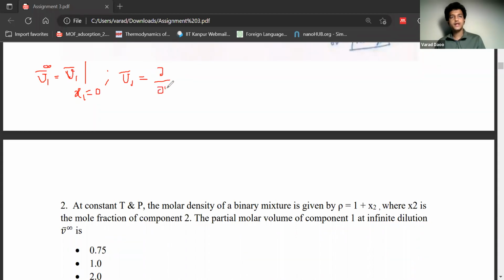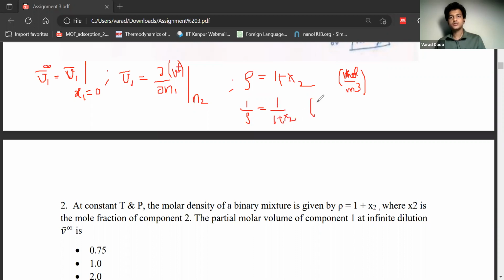dou by dou n1. So here it's a binary mixture, right? So this will be Vt, total molar volume at constant n2, right? And what we are given is rho. Rho is 1 plus x2. And its unit is kilomole or mole per meter cube, that is, a molar unit divided by volume. So if you just take 1 by rho, what will you get? 1 by rho is 1 by 1 plus x2, right? And its unit is going to be meter cube per mole, right?